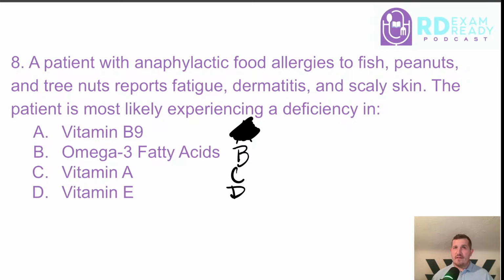B, omega 3 fatty acids. Okay. This could be a good fit for fatigue, dermatitis, and scaly skin.